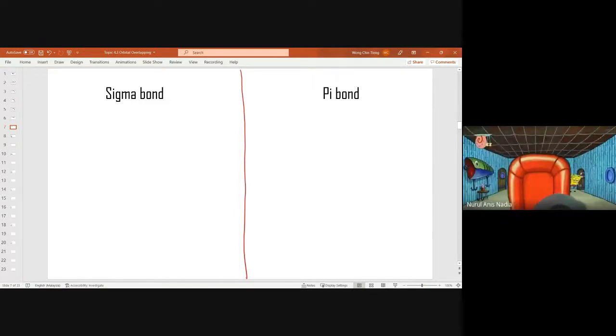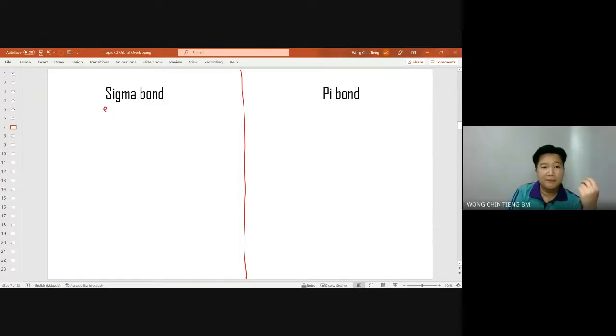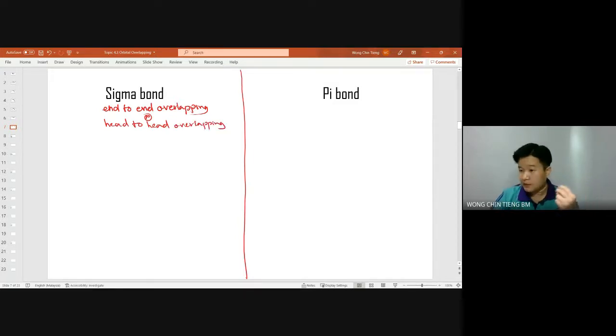End-to-end overlapping ataupun some books will say head-to-head overlapping. Both of them are the same. Mana-mana yang kamu nak guna, mana-mana yang kamu nak tulis. You need to know this because tomorrow, during our describe and explain, we need to use this. Okay? Dan kalau sigma bond over here, guys, adalah end-to-end overlapping atau head-to-head overlapping. How about pi bond?